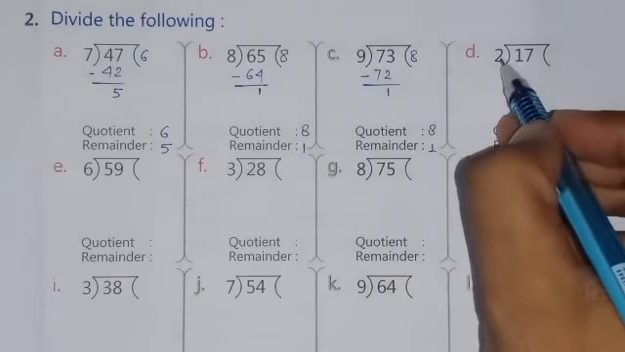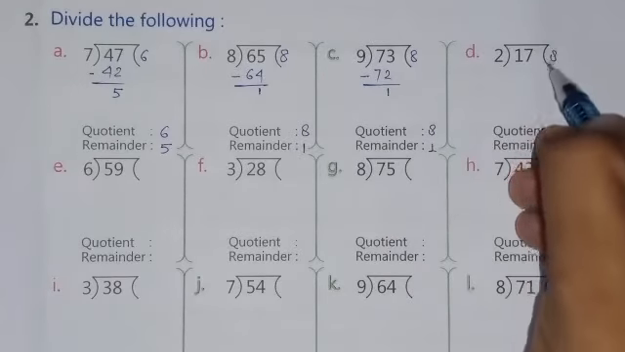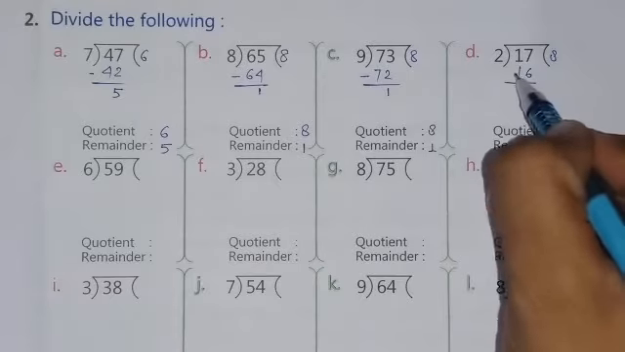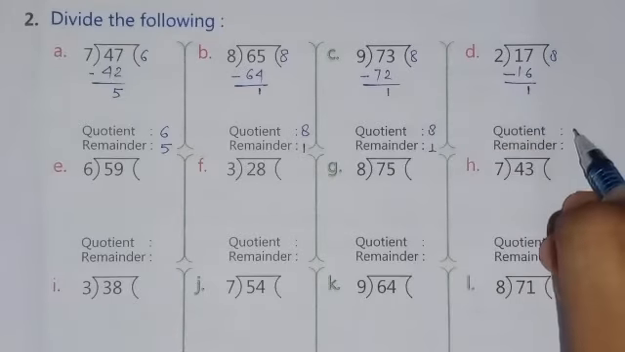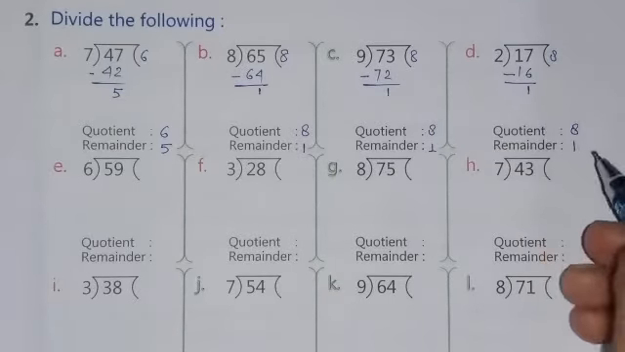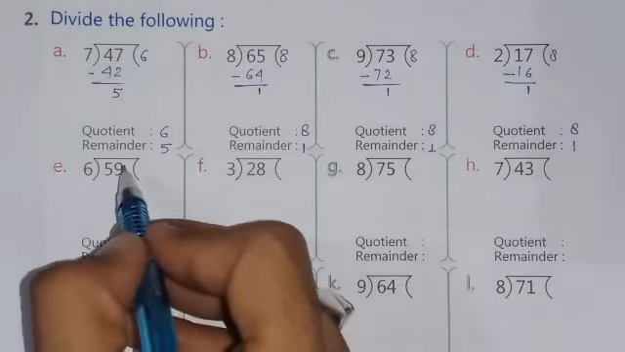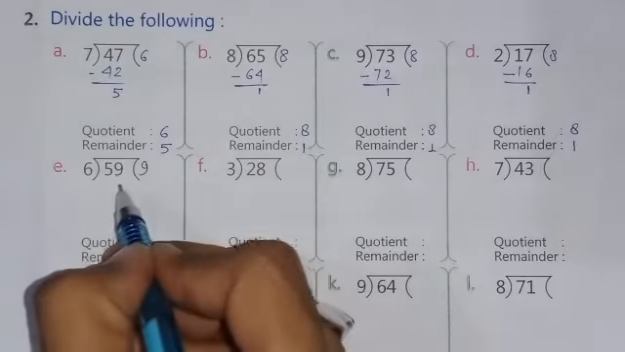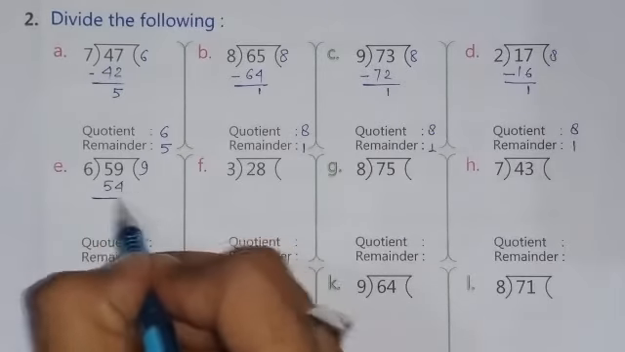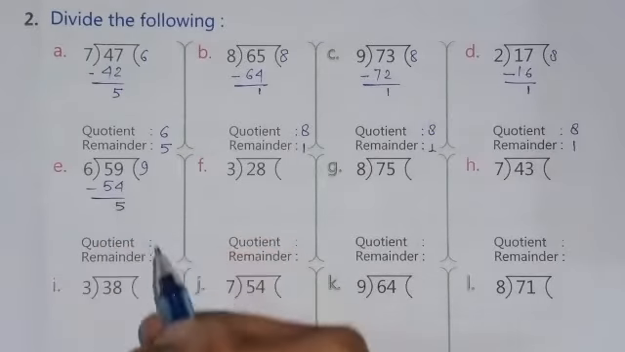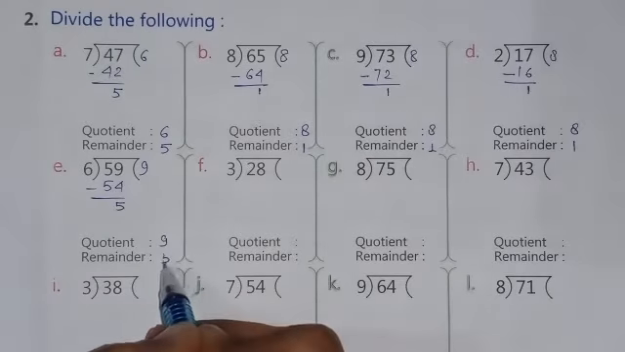In this question, in the table of 2, 2 8s are 16. On subtracting you will get 1. So again the quotient is 8 and the remainder is 1. In this question, in the table of 6, 6 9s are 54. On subtracting you will get 5. So the quotient is 9 and the remainder is 5.